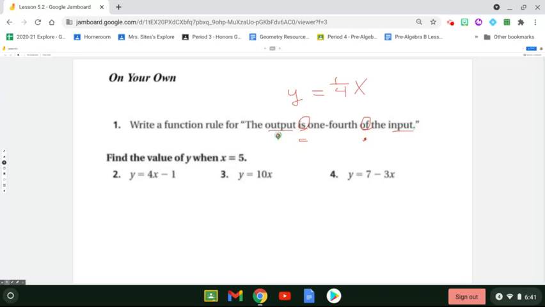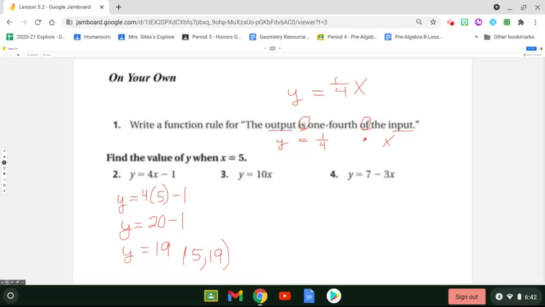So y equals 1/4 times x, or y equals 1/4 x. For your answers for 2, 3, and 4, if I have y equals 4x minus 1 and I'm plugging in 5, I'm going to do 4 times 5 minus 1. So 4 times 5 is 20. 20 minus 1, so your y value would be 19. And if you wanted to write it as an ordered pair, (5, 19).